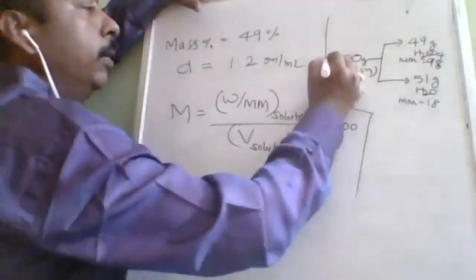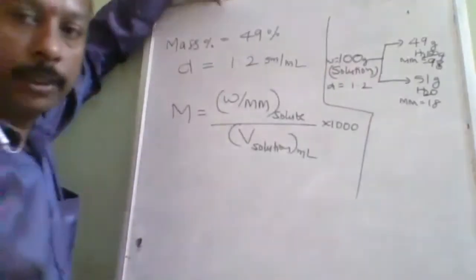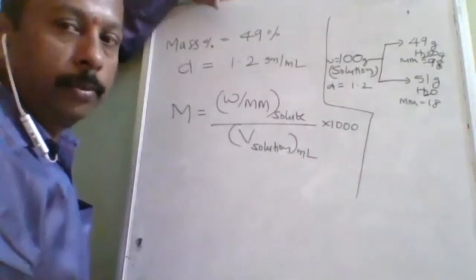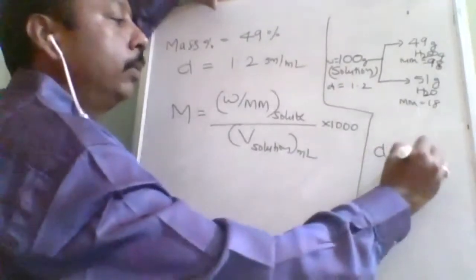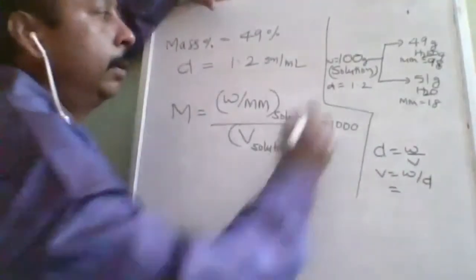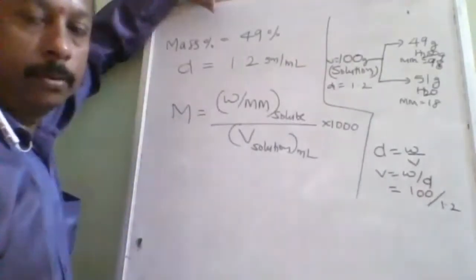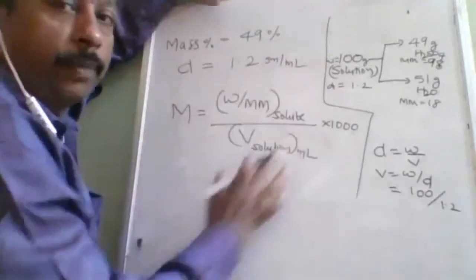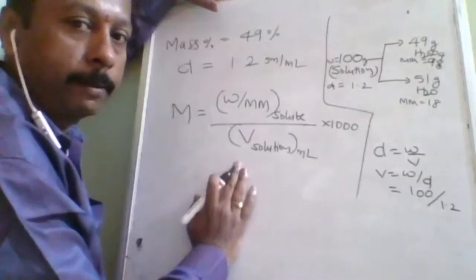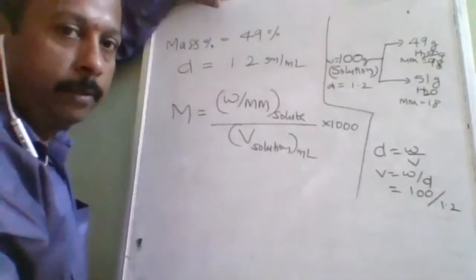Along with the mass, we are also given density 1.2. By using mass and density you can find out volume, because density is equal to mass upon volume, so volume is mass upon density. Mass is 100, density is 1.2, so volume is 100 by 1.2. First I have written my requirement for molarity, and I have fulfilled all of it by writing the detailed information.